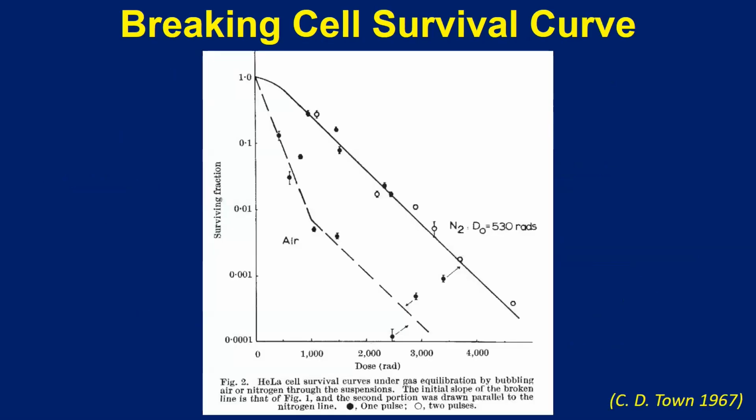Let's examine one result from an early flash irradiation experiment. In 1967, Town performed cell survival studies with bubbling air or nitrogen through the cell suspension and observed this hockey stick-shaped cell survival curve. The lower portion of the curve has a slope similar to that of cells in hypoxic condition, suggesting cells are in hypoxic condition in the second phase.